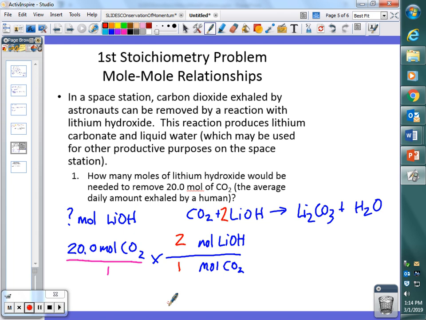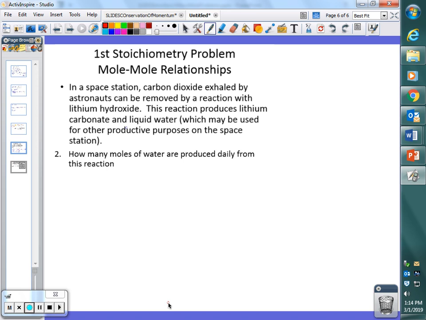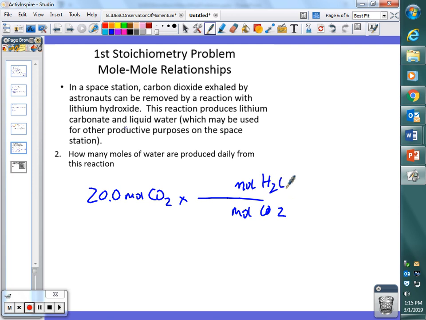We're not going to get to it today because we're going to run out of time. But here, how many moles of water are produced? We'd still start here, but then we'd put moles of carbon dioxide here, but we'd put moles of water on the top, because that's what this is asking us for. Those coefficients work whether we're comparing reactants to reactants or reactants to products. It's still the ratio of each part of that equation.